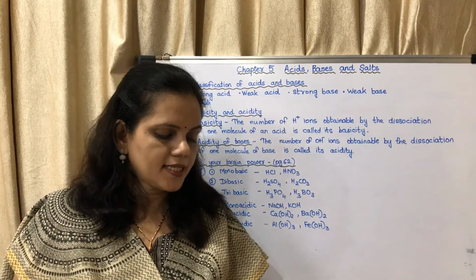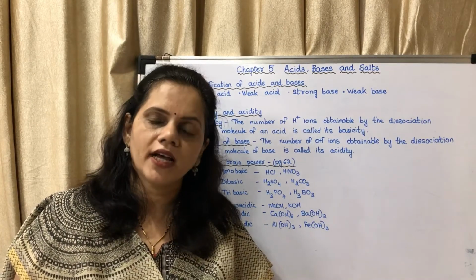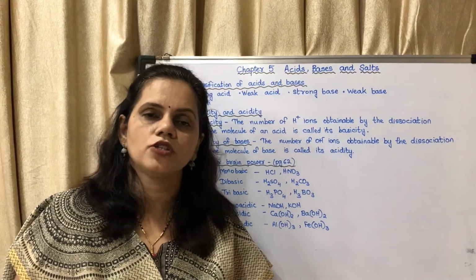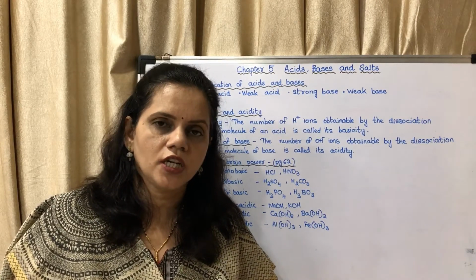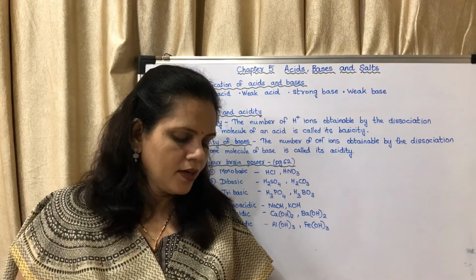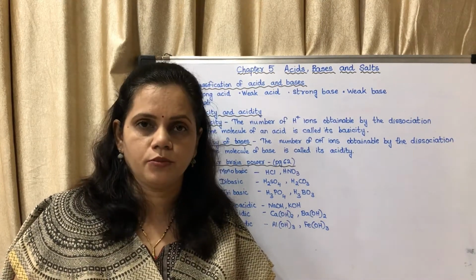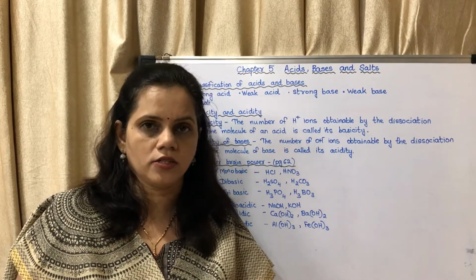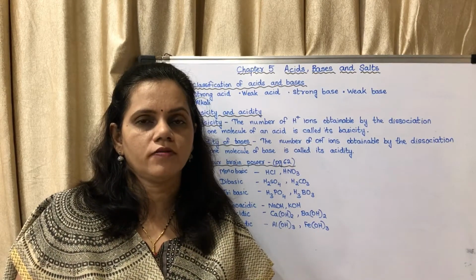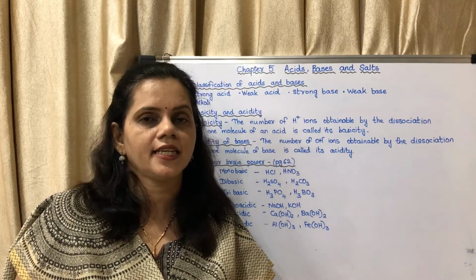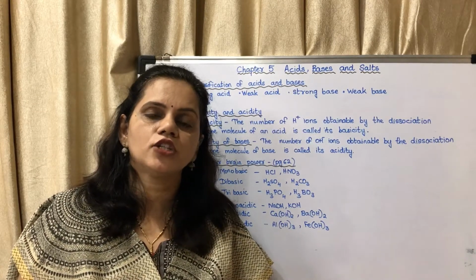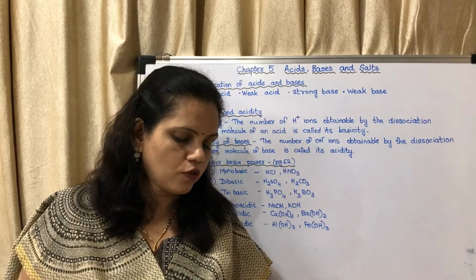Okay, next is HNO3. There is only one H positive ion, so again below HNO3 you have to write 1. H2SO4. How many H ions? There are 2 atoms, so it will form 2 H plus ions. So its basicity is 2. You have to write 2 below H2SO4.